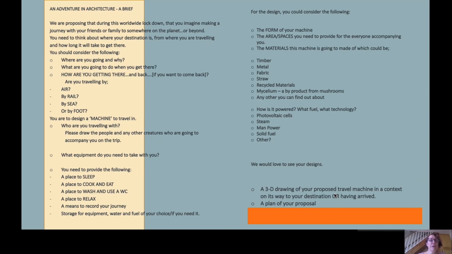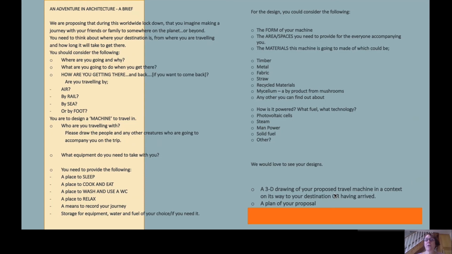You need to provide the following: a place to sleep, a place to cook and eat, a place to wash and use a WC, a place to relax, and a means to record your journey. For equipment, water, and fuel of your choice if you need it. And for the design, you should consider the following: the form of your machine. I've given you some examples of what that would be. The area, spaces you need to provide for everyone to accompany you. The materials the machine is going to be made of, which could be timber, metal, fabric, straw, recycled materials, mycelium, any other you can find out about.